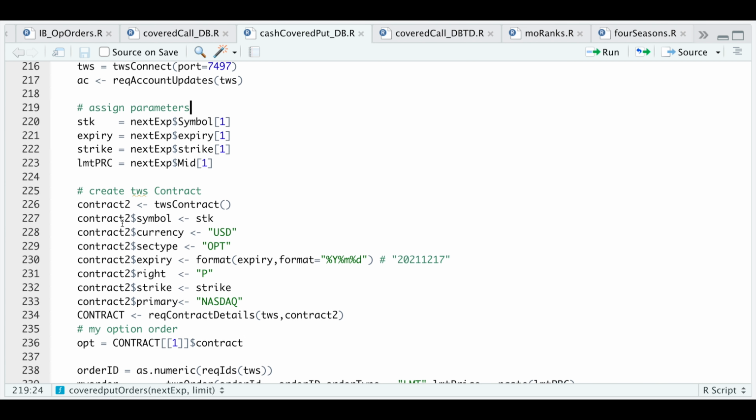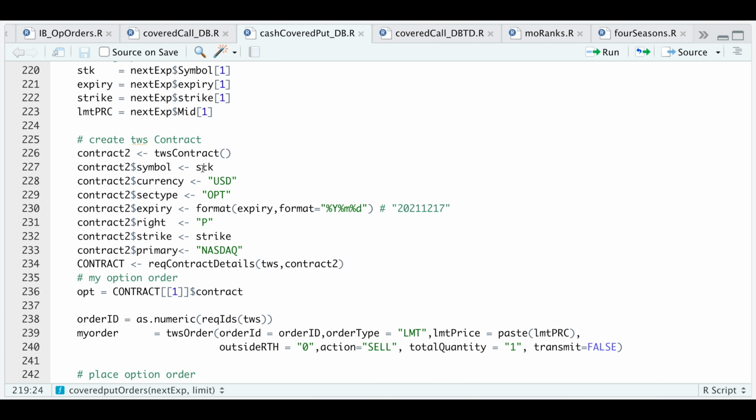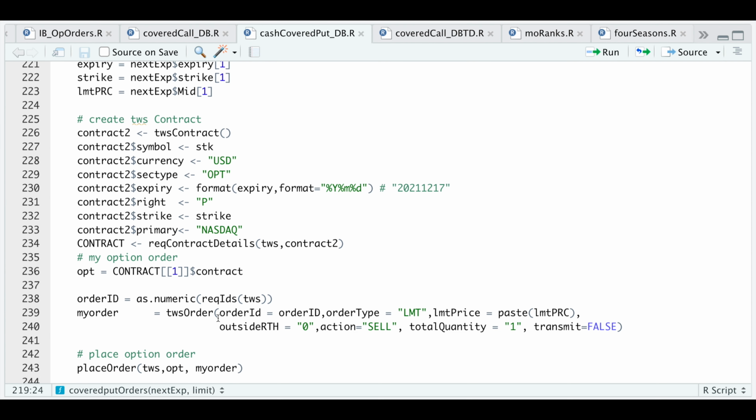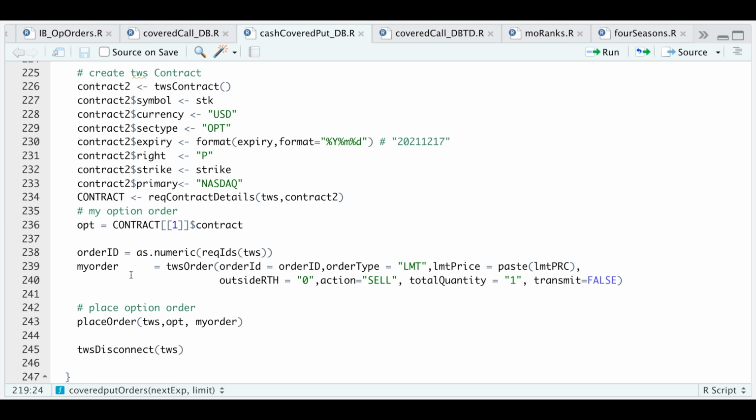I'm going to create a TWS contract by passing in the underlying symbol, the currency, security type, which is option. The expiration must be in this format. The right will be the put, the strike, and the primary exchange. I'm going to require contract details, and the very first item on the list will be our contract. I'm going to require an order ID, and here I have a TWS order. I'll go ahead and pass in the order ID. The order type will be limit. The limit price will be set or assigned.